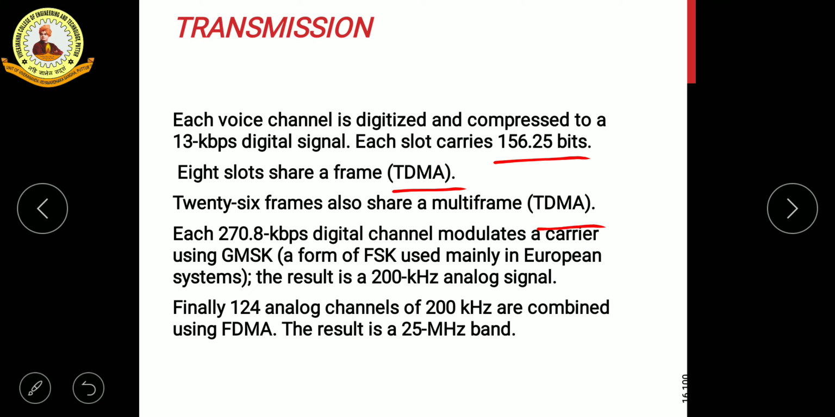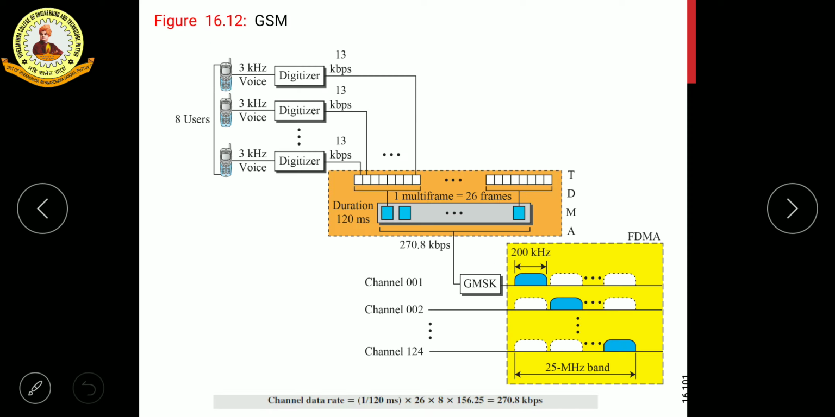So these technical details I have mentioned in the last slide. These technical details you have to get to know. You have to memorize these. This is the figure for GSM.